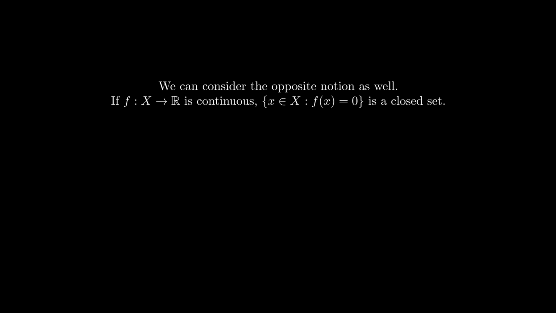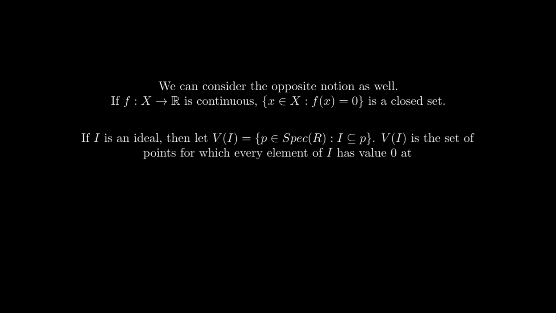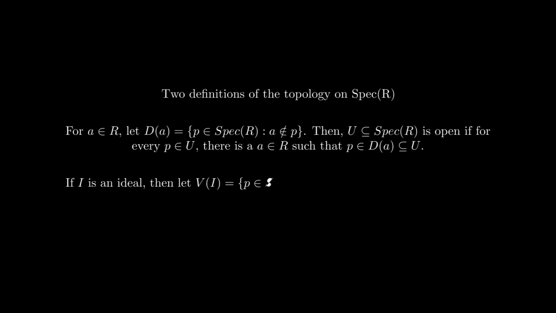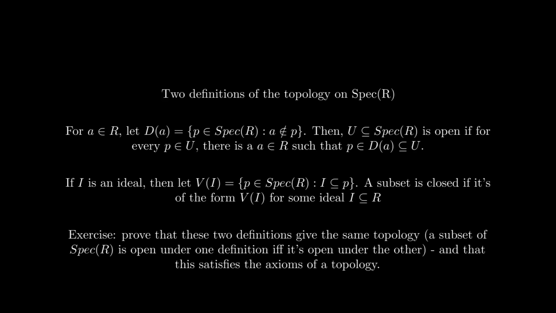We can also consider the opposite notion as well. The set of points where a continuous function is 0 is a closed set. Based on this, for an ideal I of R, we define V(I) to be the set of points where every element of I is 0. A set is closed if and only if it's of the form V(I). As an exercise, try proving that these two definitions are equivalent and that they satisfy the axioms of a topology.